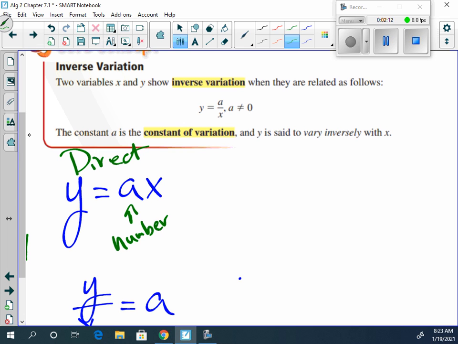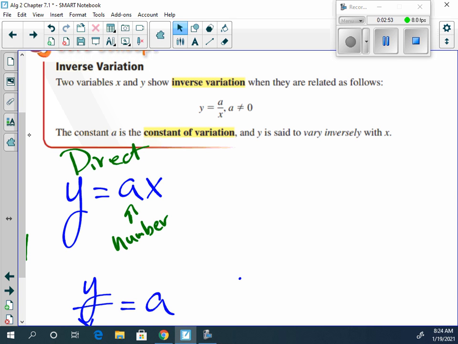Now, that's direct. Now, inverse, two variables x and y show inverse variation when they are related as follows. Y equals a divided by x, where a is not 0. Now, what do we think about inverse? What's going to happen with x and y when it's inverse? So if x increases, y is going to decrease. Now, if x decreases, y is going to increase.